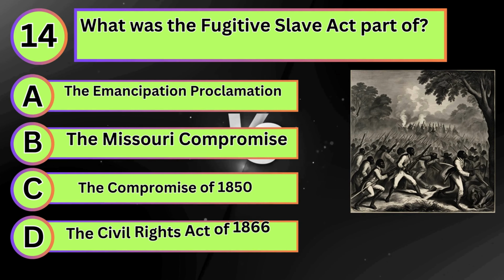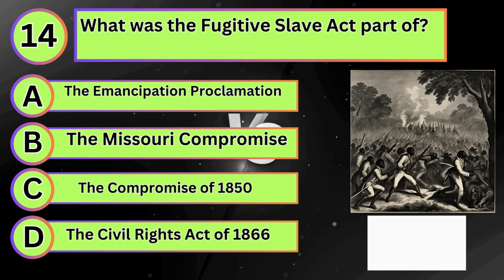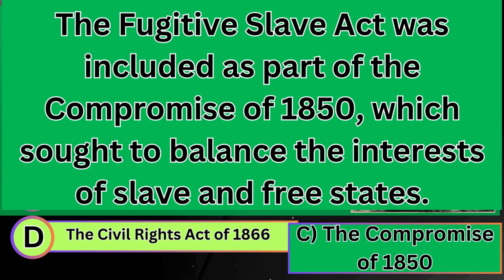What was the Fugitive Slave Act part of? C. The Compromise of 1850. The Fugitive Slave Act was included as part of the Compromise of 1850, which sought to balance the interests of slave and free states.